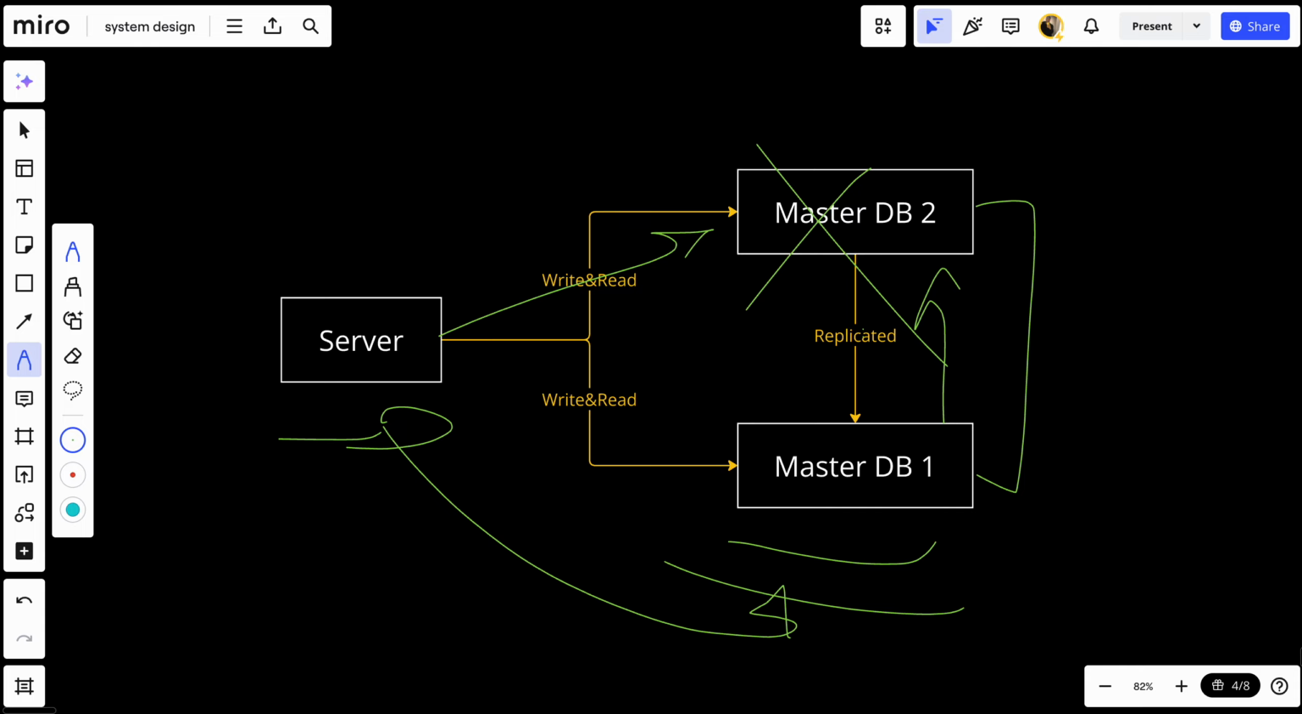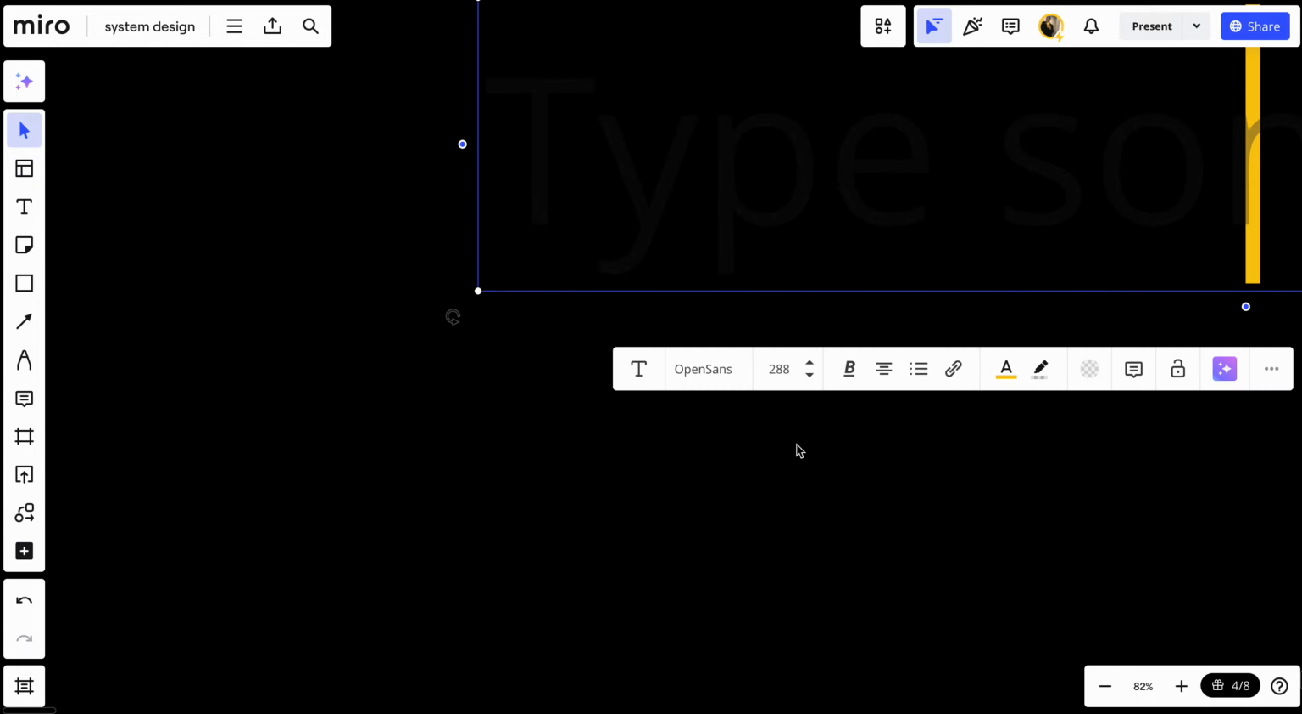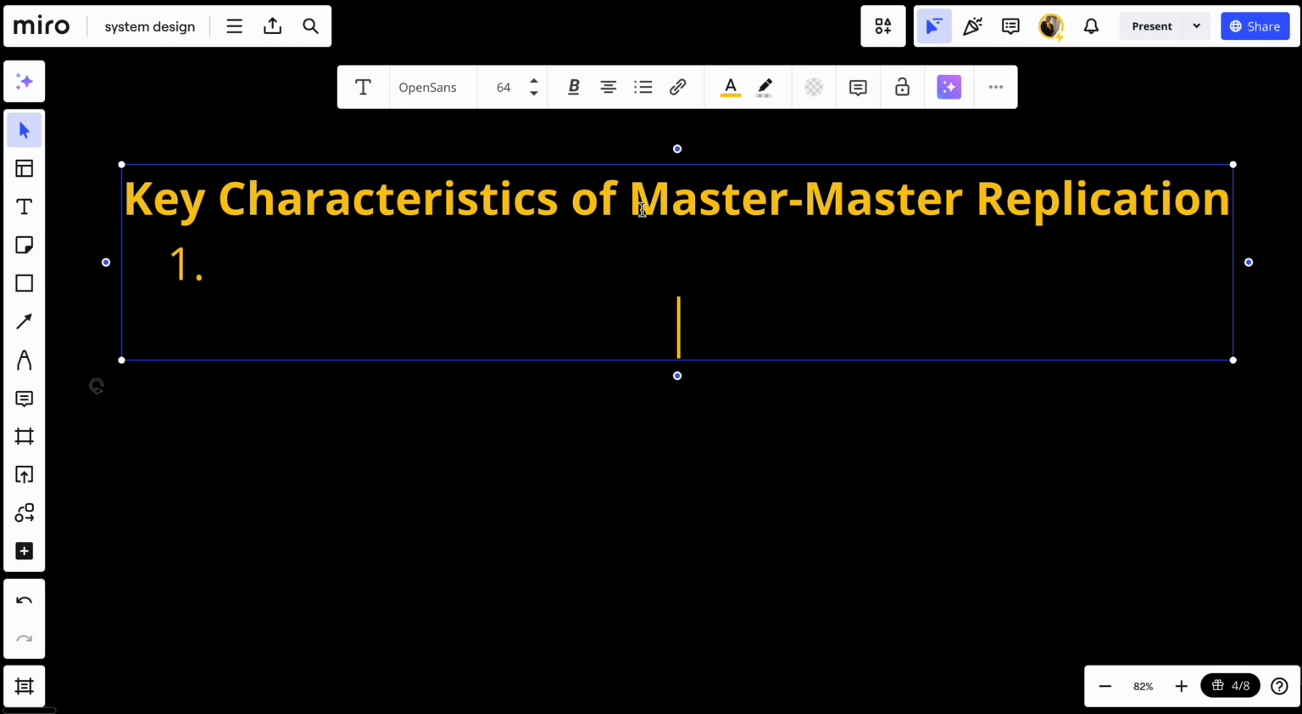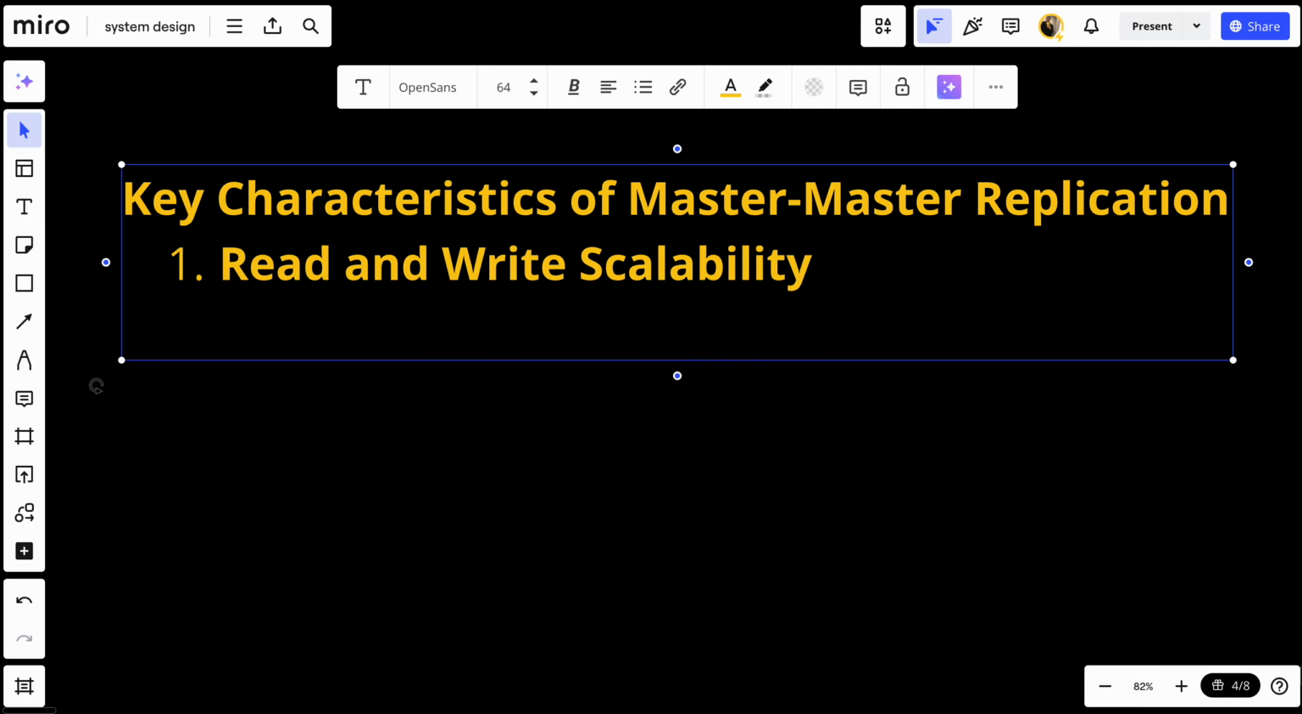Let's talk about the key characteristics of master-master replication. So the first thing we need to talk about is read and write scalability. Master-master replication allows multiple nodes to handle both reads and writes, which improves the scalability of the system. Write traffic can be distributed across multiple servers, reducing bottlenecks on any single node.